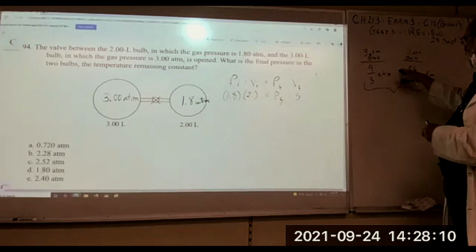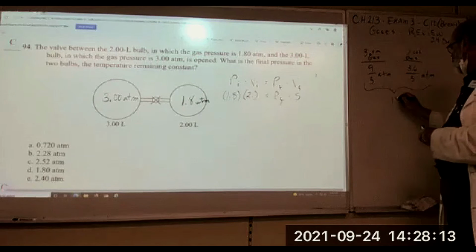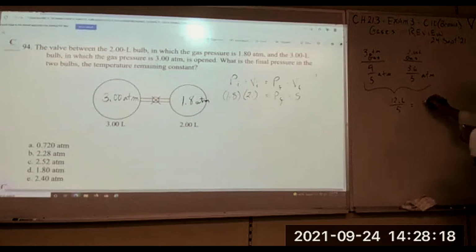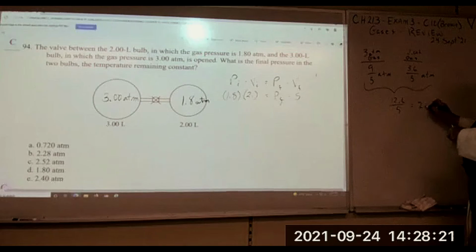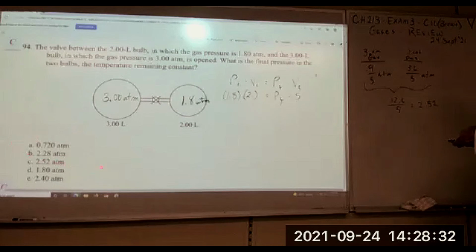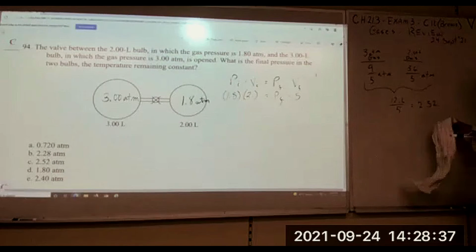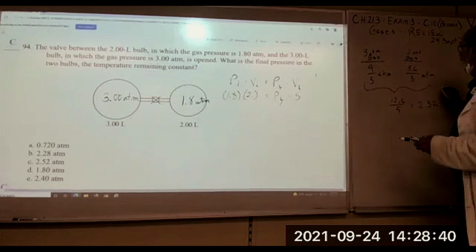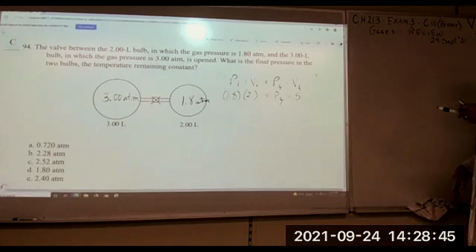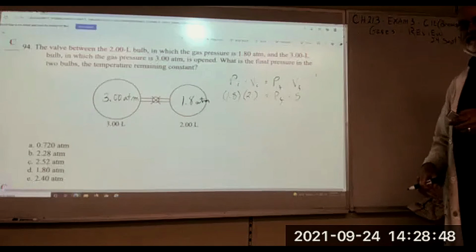So this is 12.6 divided by 5. Let's see, can I do that in my head? 2.5, 2.52, something like that. Atmospheres. Oh, there it is right there. Okay. So we used both Boyle and Dalton to solve that problem.